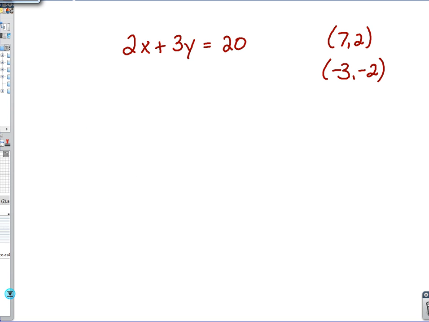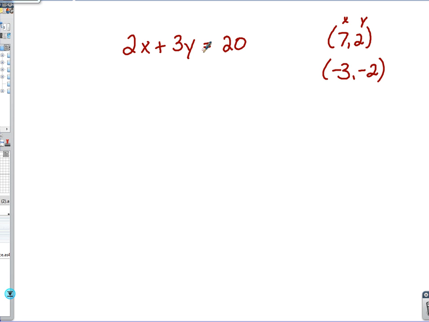Okay, the next objective of this section is determining if a given ordered pair is a solution to an equation. I remind you that when we're given an ordered pair, again it is ordered, it's in alphabetical order. So in this problem we have x's and y's, so my ordered pair would represent an x-y relationship. So I want to determine, here's my equation. Notice I have an equal sign. I want to determine if 7, 2 and -3, -2 are solutions.